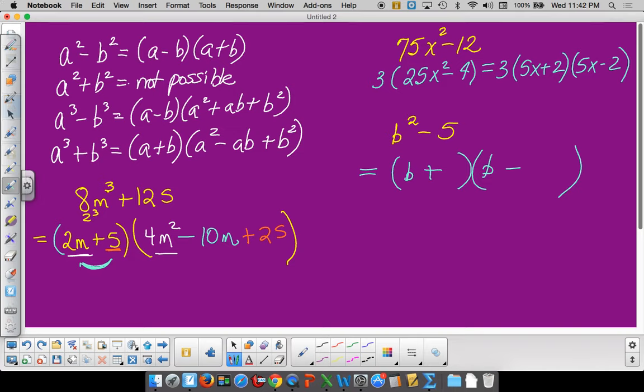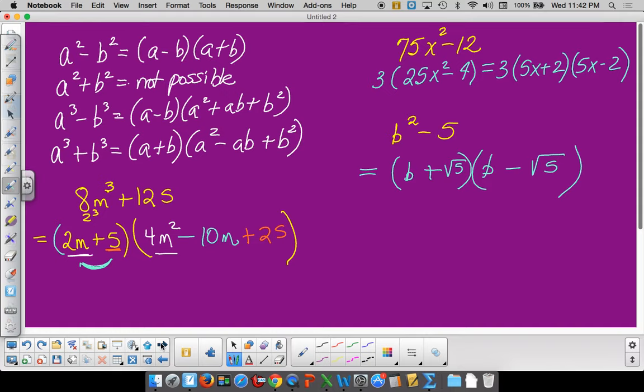Well, this is where it gets sneaky. What times itself makes 5? Square root of 5 and square root of 5. And so if you FOIL that back together, you'll still get b squared minus 5. So you can actually use this with numbers that appear to not be perfect squares, and they really are.